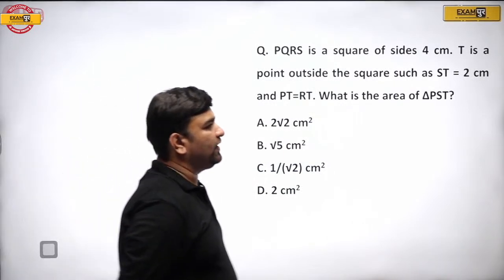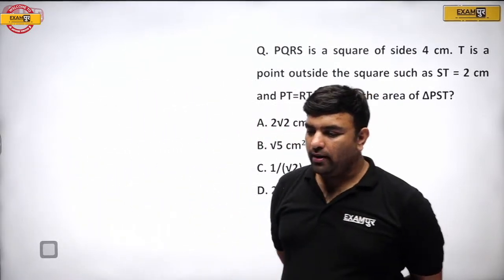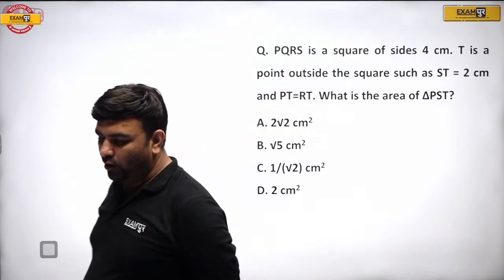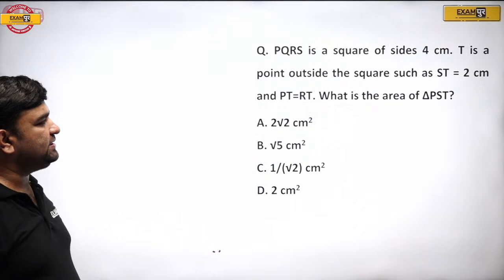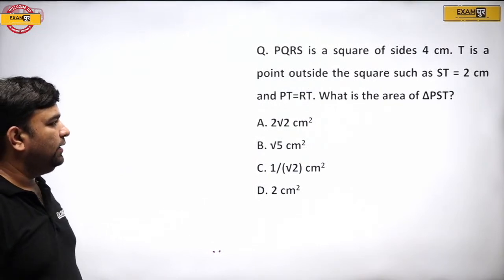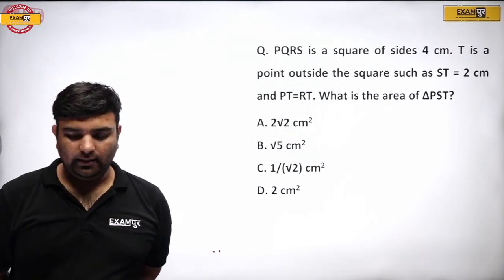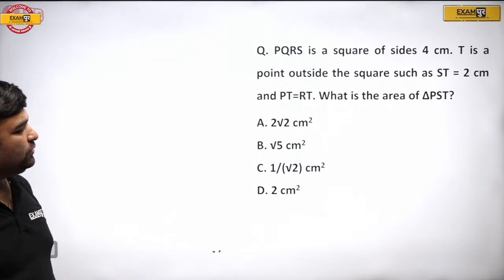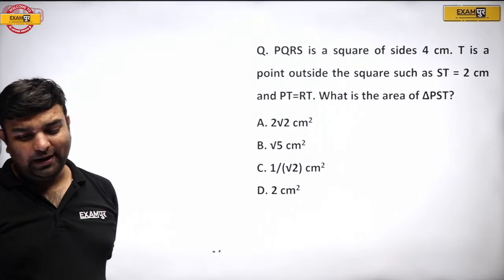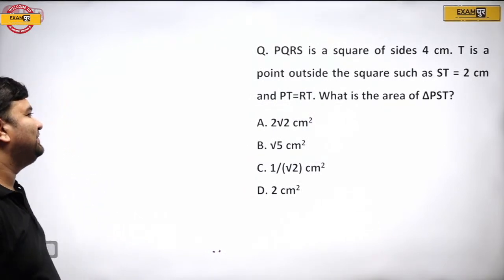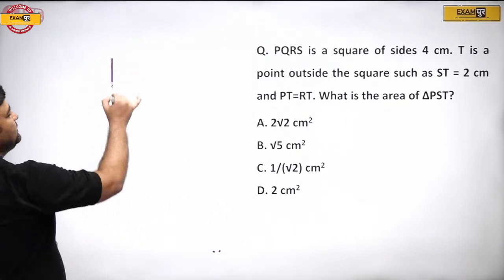PQRS is a square of side 4. T is a point outside the square such that ST is 2. PT is equal to RT. What is the area of PST? Looking like a cool question.